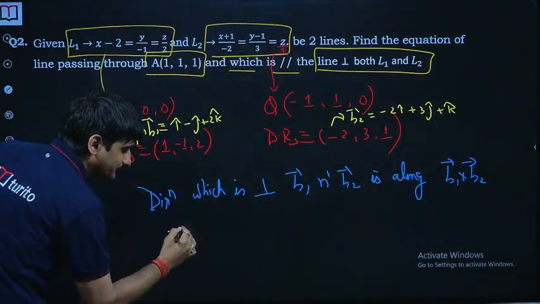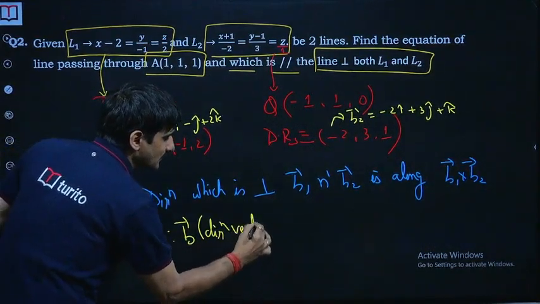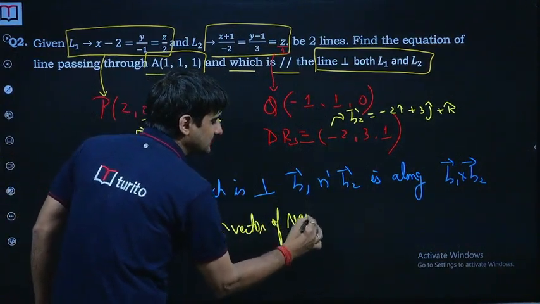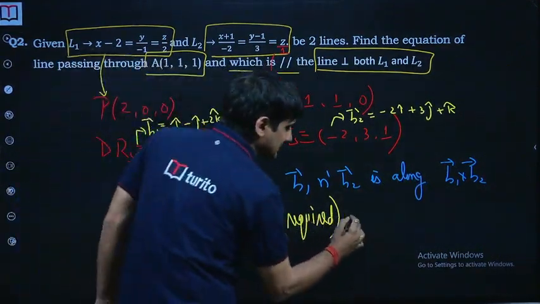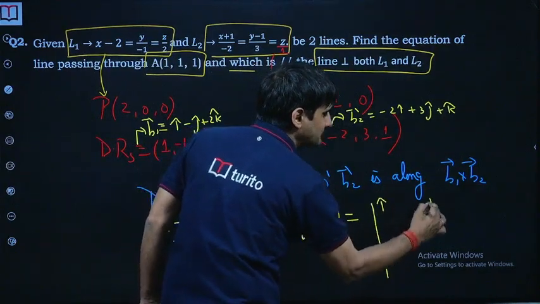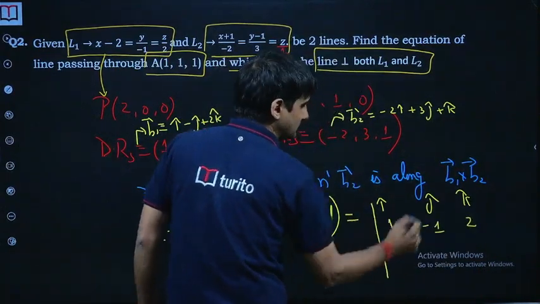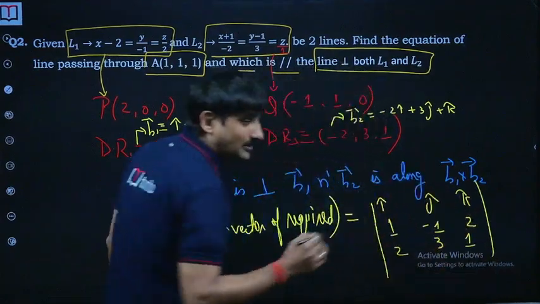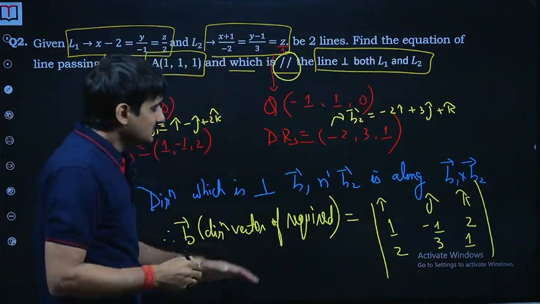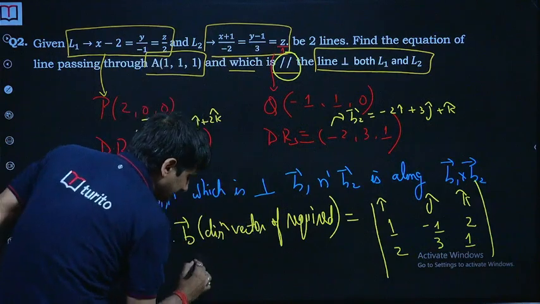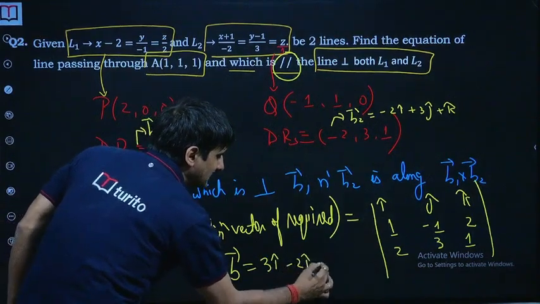So therefore, vector b, what is it? The direction vector of the required line. Which line is required? A line which is perpendicular to both of them. So that is given by b1 cross b2, so i cap, j cap, k cap, and then we have b1 as 1, minus 1, 2, and b2 as 2, 3, 1, isn't that? Now you got the direction of the line along which you need a line. Let's say I'm not going to solve it, we got b as 3i cap minus 2j cap plus k cap.